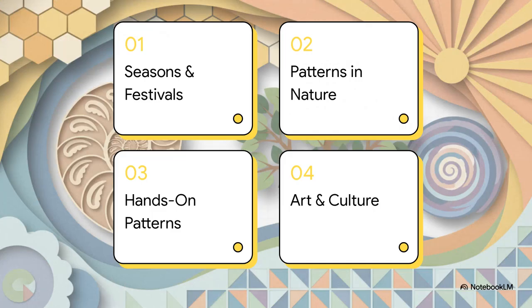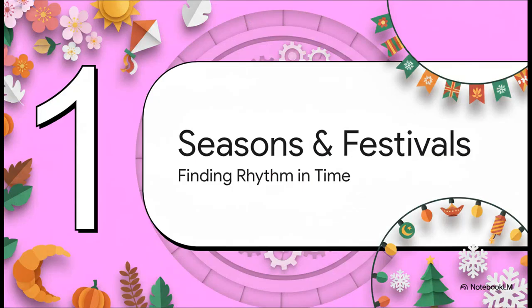To see exactly how this chapter connects the dots for young learners, our explainer is going to follow 4 distinct stages today: seasons and local festivals, finding patterns in nature, creating hands-on patterns, and finally, art, movement, and culture. All right, let's dive right into Section 1, Seasons and Local Festivals, Finding Rhythm in Time.